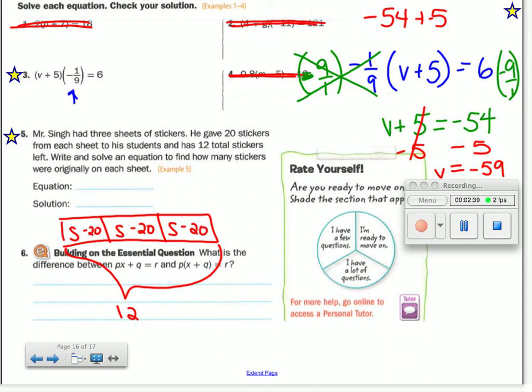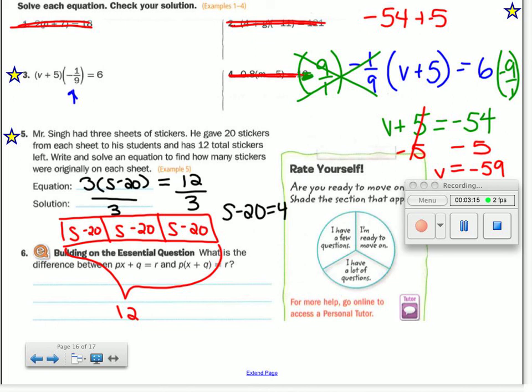So instead, let's go ahead and write an equation. How many of these do we have? How many little boxes do we have? Yep, 3. Times the stickers minus 20, because he gave 20 away from each sheet. This is going to equal, how much was left again? 12. That's your equation. Then you'd want to go ahead and divide by 3. Divide by 3. You would cancel, and you're left with s minus 20 equals 4.